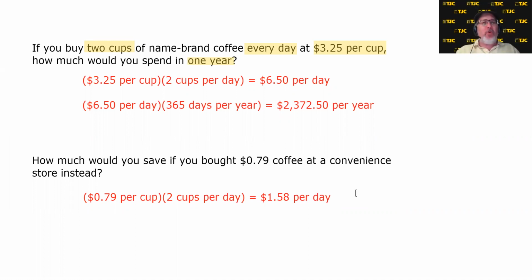So far in this example, we figured out that we spend a lot of money every year on this coffee that costs $3.25 per cup, and we get 2 cups per day. And we figured out that if we change to a coffee that costs 79 cents a cup, then we're spending $1.58 per day. So how much is that per year? Well, same thing as before. We're going from days to years, so we multiply to get a larger number, and it would look like this.